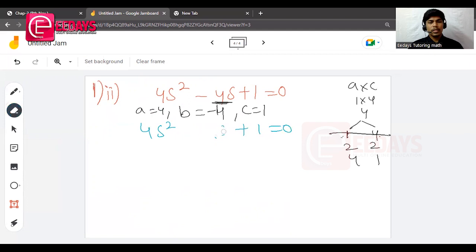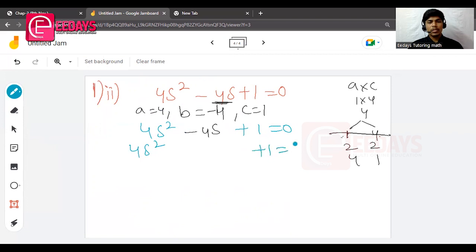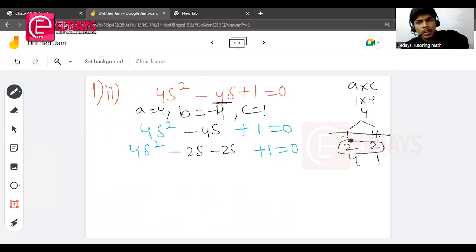I just change the color for this part, minus 4s. Why? Because we are doing splitting middle term, right? Okay, 4s square plus 1 is equal to 0. Minus 4s, how can I split? Minus 2s minus 2s. Why? Because 2 and 2 are the factors we got. 2 plus 2 is equal to 4.